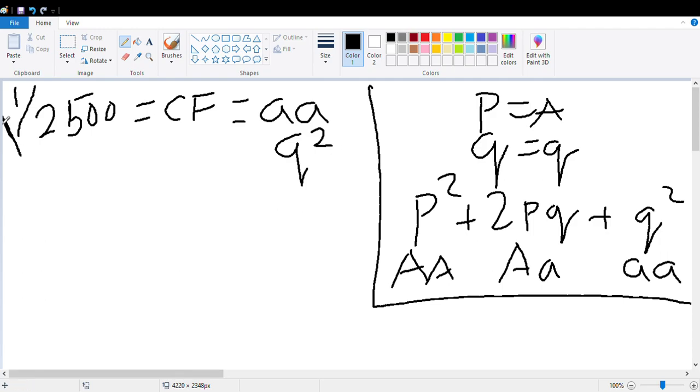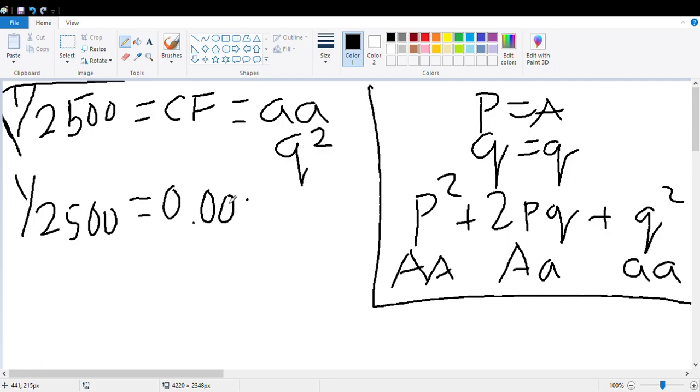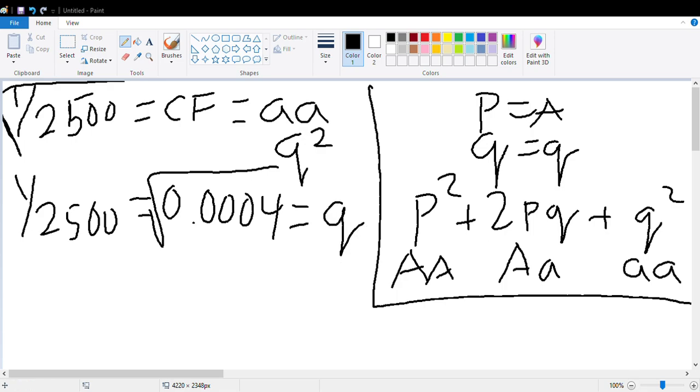So what do you do? You take the square root. I've done the math. So 1 out of 2,500 equals 0.0004, and the square root of that is Q. And so therefore Q comes out to be 0.02.